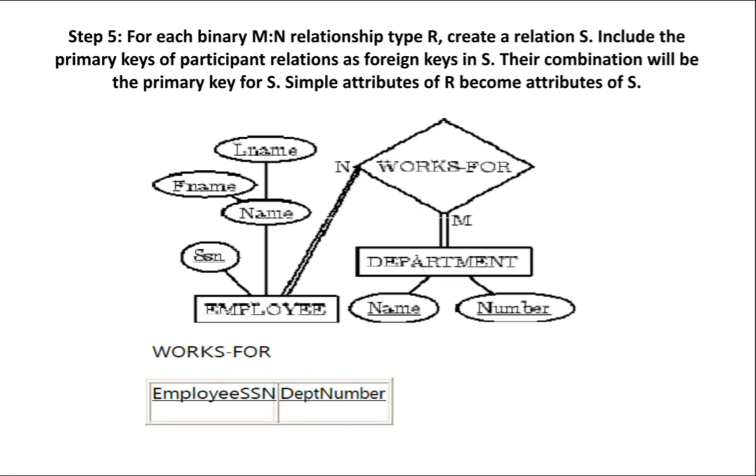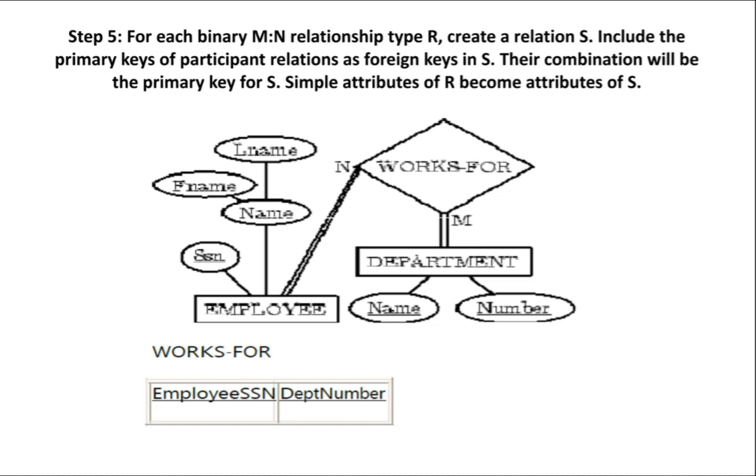Step 5. If you come across m:n type of relationship, here it is a m:n type of relationship. That is, m employees can work for n number of projects. Right? In m:n relationship, what you have to do? You have to create the table in such a way that you include the primary key of the participant relations as a foreign key in S. The combinations will be the primary key for S.